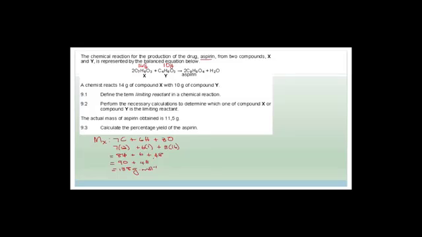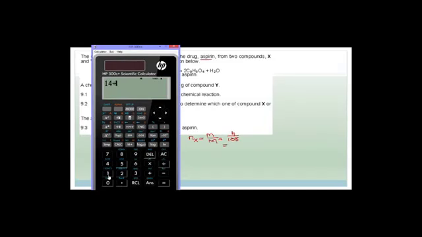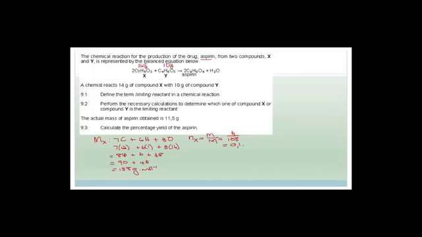So now we can work out the number of moles. The number of moles of X is mass over the molar mass, which is 14 divided by 138, which is going to be what? It's 14 divided by 138 equals, and press the SD button, 0.101. So it's 0.1 moles. Okay, so we've got 0.1 moles of X.